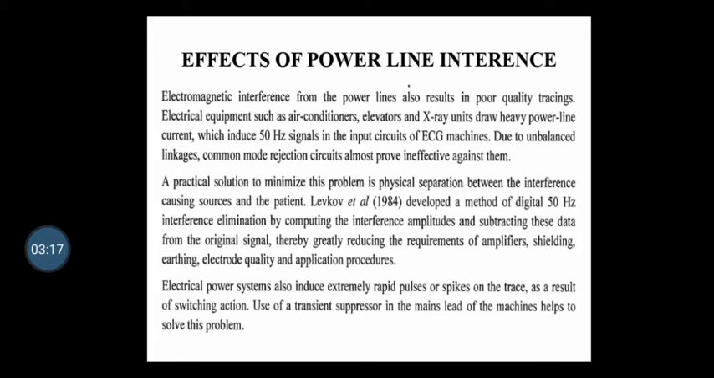Lovecock et al., 1984, developed a method of digital 50 Hz interference elimination by computing the interference amplitudes and subtracting these data from the original signal, thereby greatly reducing the requirements of amplifier shielding, earthing, electrode quality and application procedures. Electrical power systems also include extremely rapid pulses or spikes on the trace as a result of switching action. Use of a transient suppressor in the main lead of the machines helps to solve the problem. Okay, so these are all the effects of power line interference.